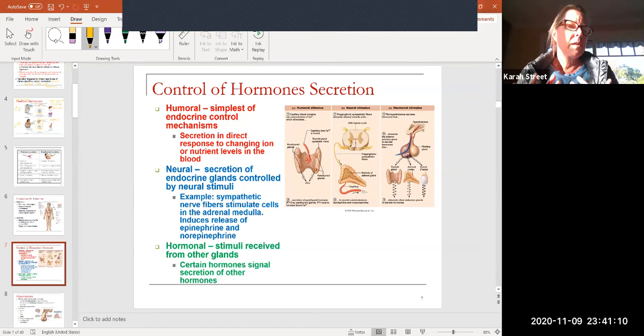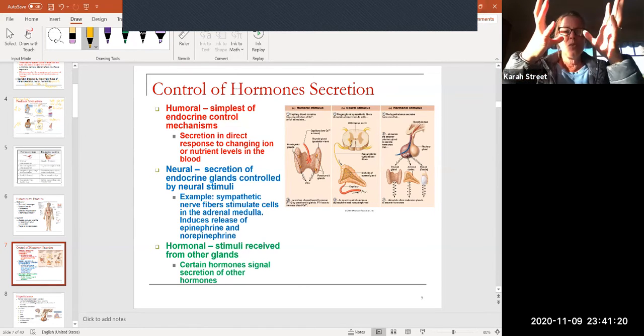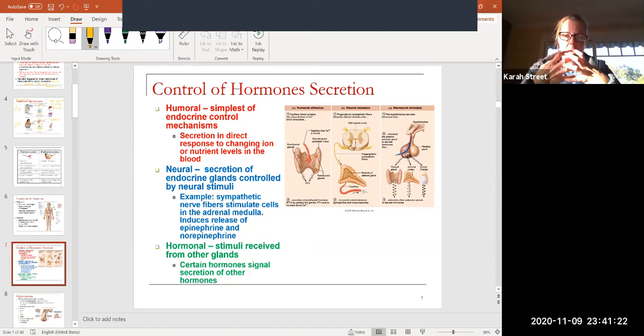When you eat a meal and your blood glucose levels go up, this triggers your pancreas to release insulin, which then tells many cells of your body to remove the glucose from the blood, bring it into the cells, and use it as fuel. So humoral, something in the blood being monitored, in this example, glucose. If the glucose level gets too high, insulin's released to lower it.